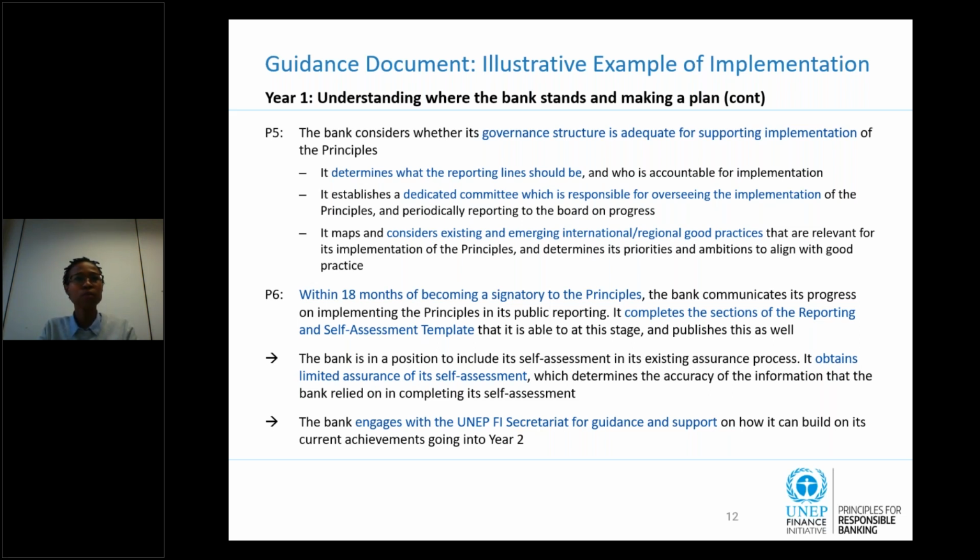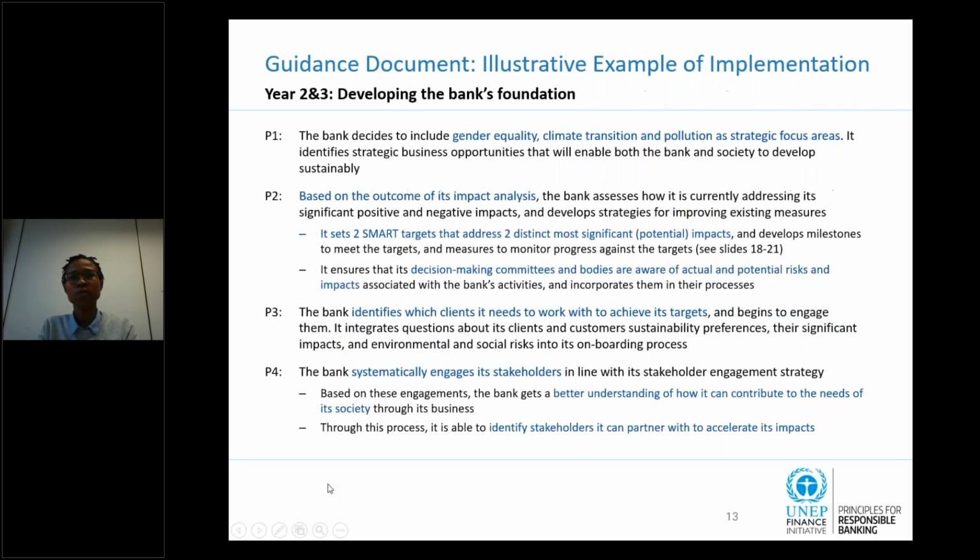Then on the third point, the bank engages with the UNEP FI Secretariat for guidance and support on how it can build on its current achievements going into year 2. So obviously this is linked with the reporting and self-assessment template, where review and guidance will be provided by the Secretariat itself. Again, just to emphasize, year 1 is all about learning and understanding where you are, what your baseline is, and then moving into what you do next.